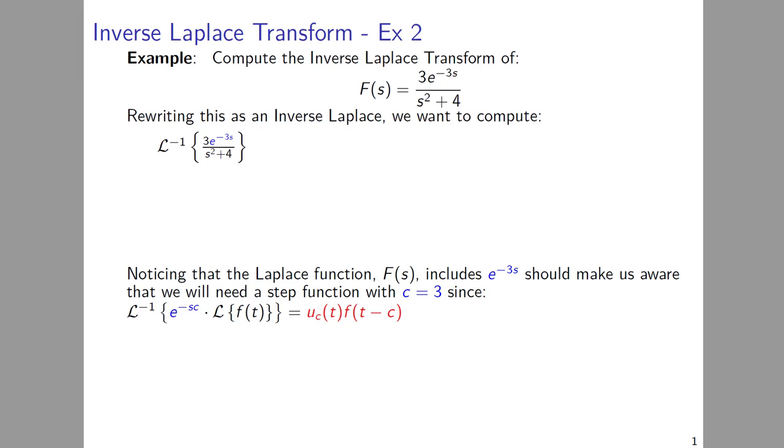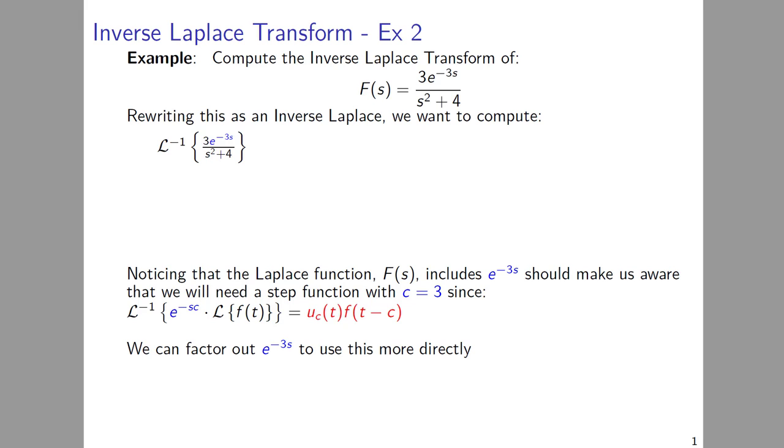Now noticing that the Laplace transform F of s includes e to the negative 3s should make us aware that we need to use a step function with c equals 3, since we found that the Laplace inverse of e to the negative sc times the Laplace of f of t is given by the step function u sub c of t times f of t minus c.